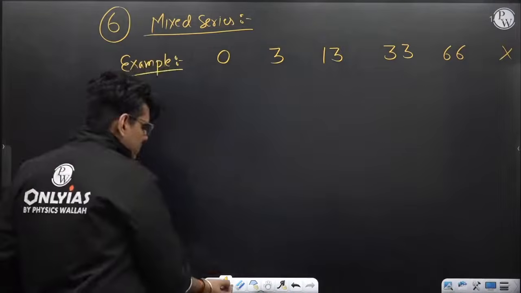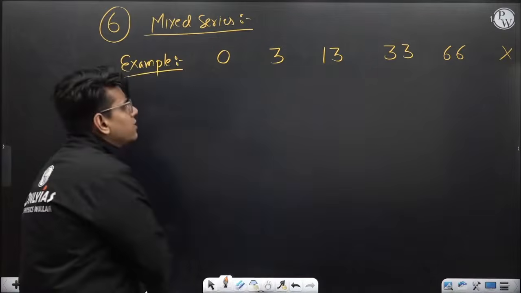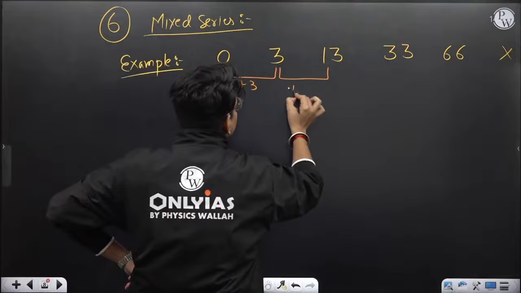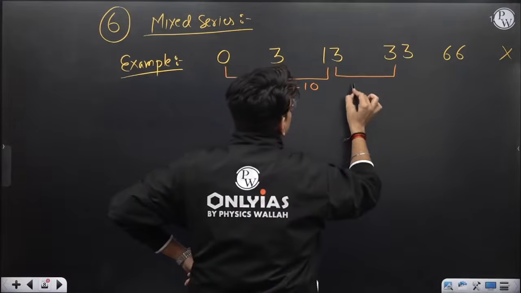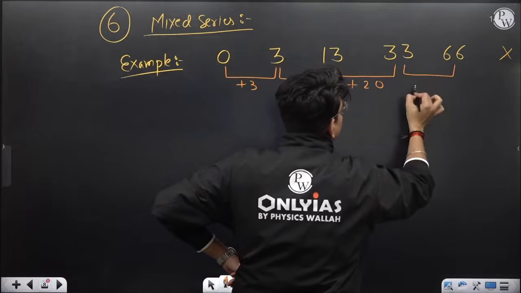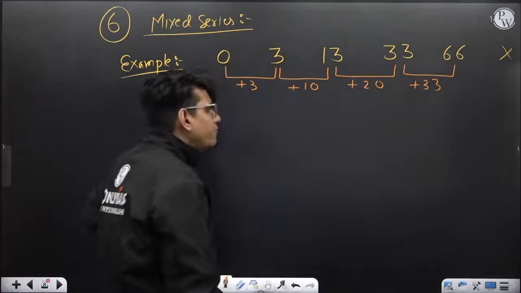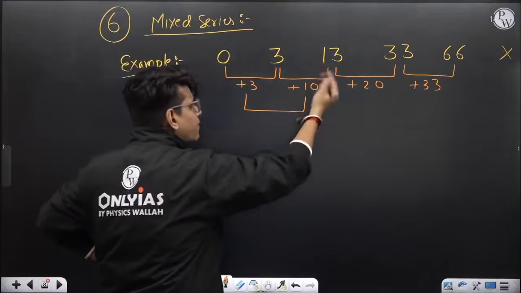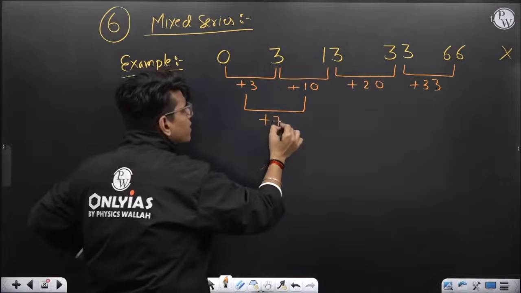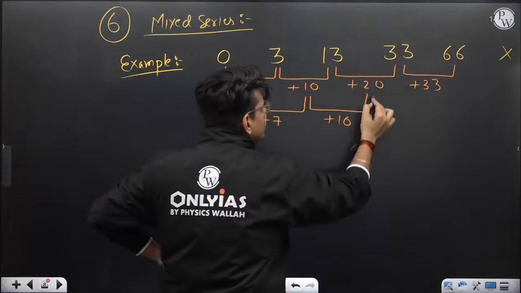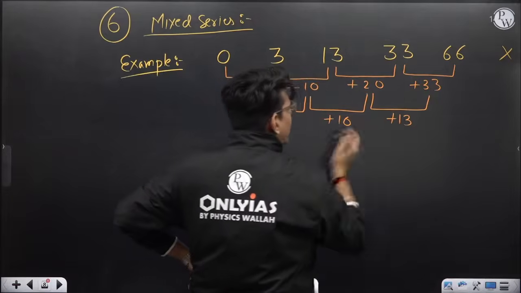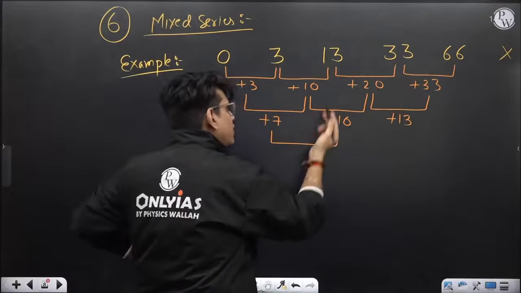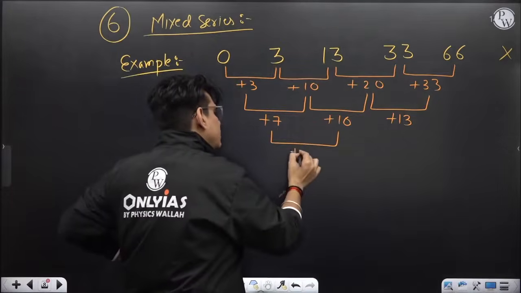So let's take the first difference. You can find such series. The first difference is plus 3, plus 10, plus 20, and plus 33. There is no relation; I can't find any relation to find x. I will take another difference, difference of difference. So this is plus 7, plus 10, plus 13. Still, I can't find any pattern. But now, if I take one more difference, difference of difference of difference, I can see this is plus 3.